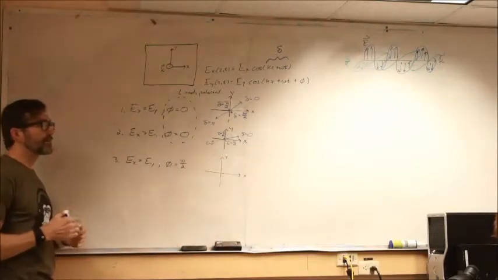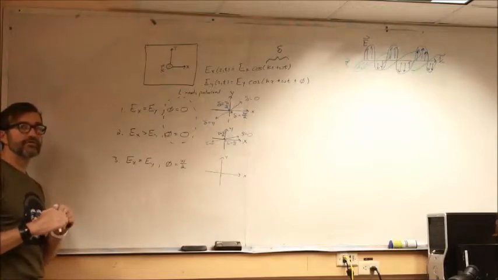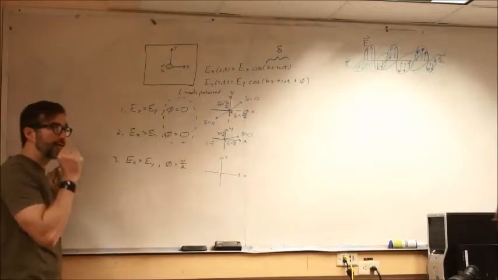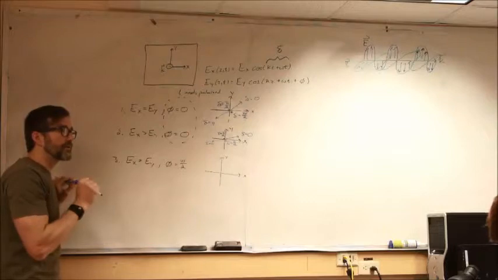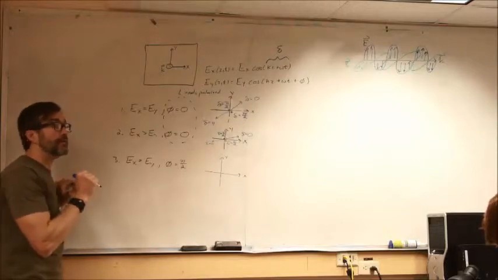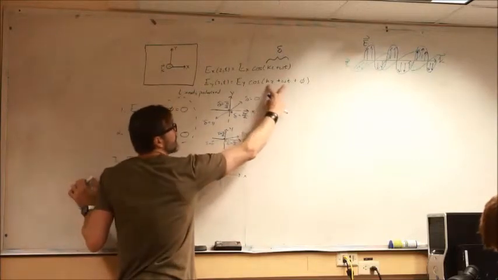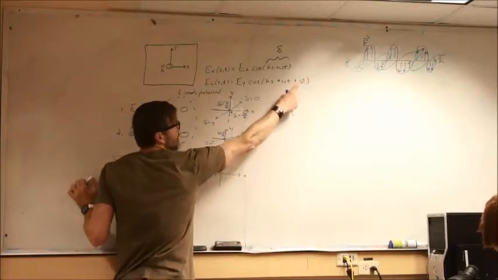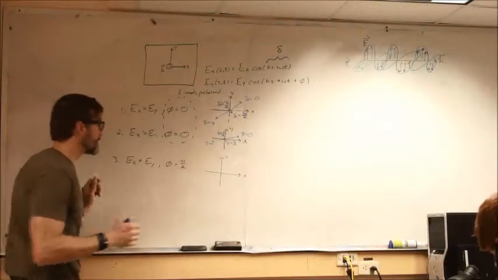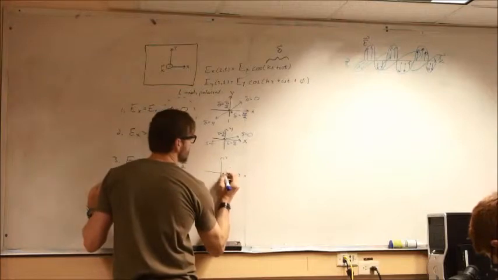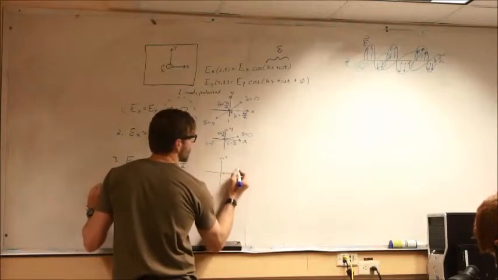At delta equals 0, what is the x component of my electric field? It's Ex. What is the y component? 0. Okay? Because at delta equals 0, this is 0, but I still have the pi over 2. Cosine pi over 2 is 0. So at delta equals 0, I have an x component to my electric field only.